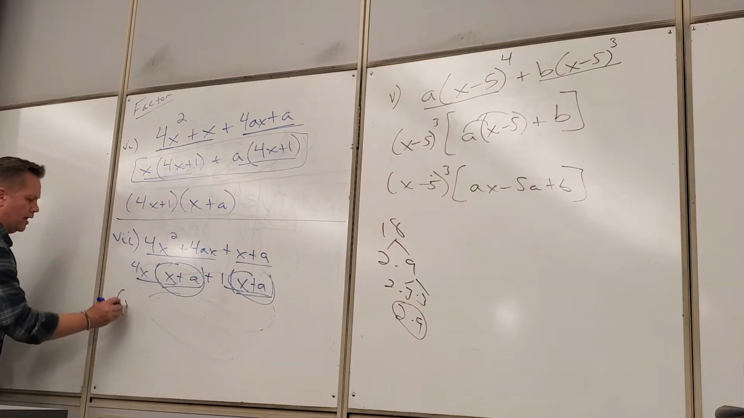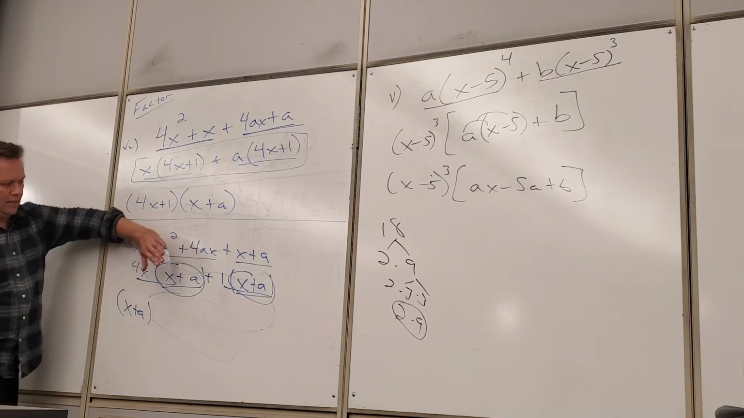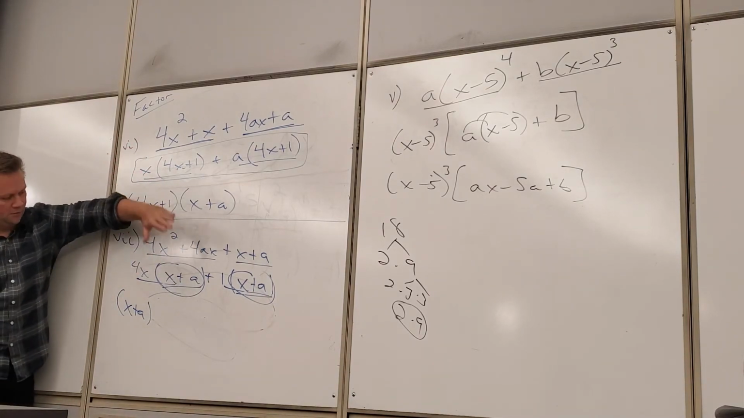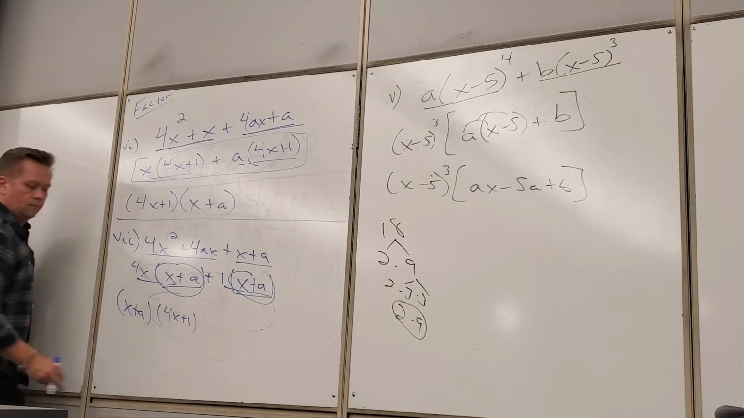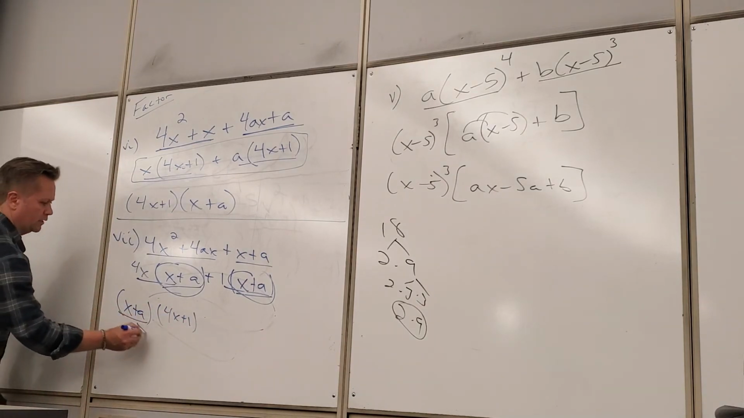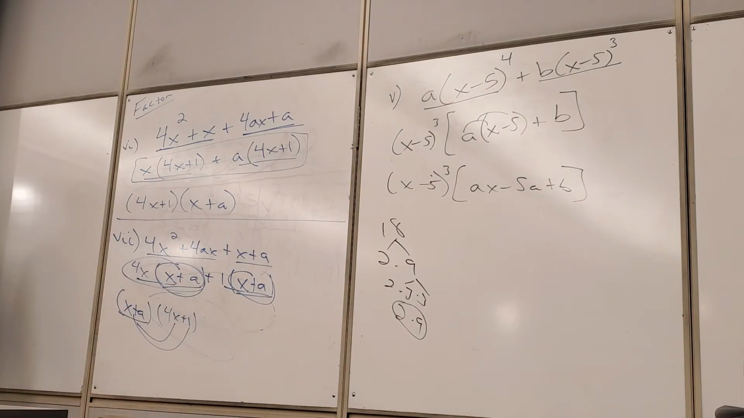So I can take that out. I can take it back out. And then what's left? You can literally do what I've been doing. 4x plus 1. Yeah. How do you check yourself? x plus a times 4x. Bam. x plus a times 1. Bam. Check yourself. Show me what you want.